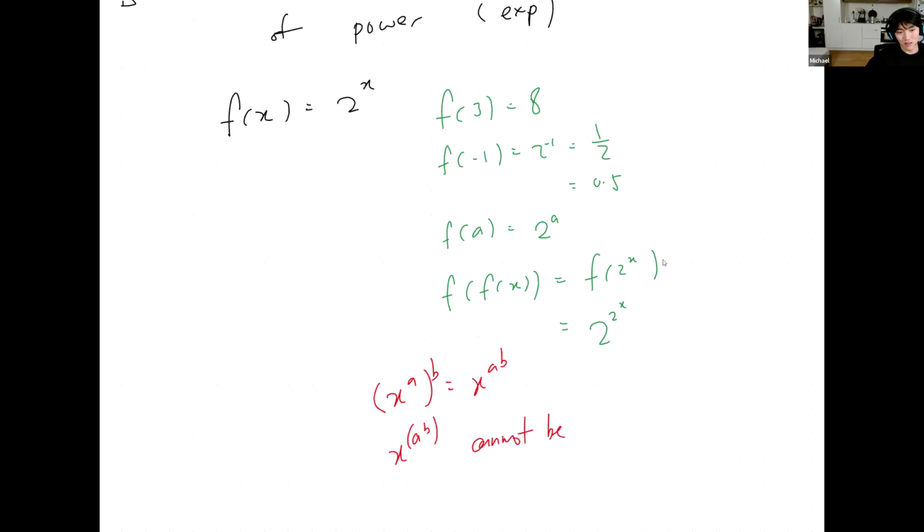Only if you have x to the power of a as a whole, then this can be simplified. If it's this, no, it cannot be simplified. This b is too powerful. It's increasing a exponentially, and this is increasing x exponentially. So this cannot be simplified. You just gotta leave it like this.